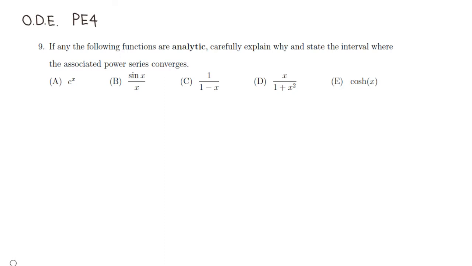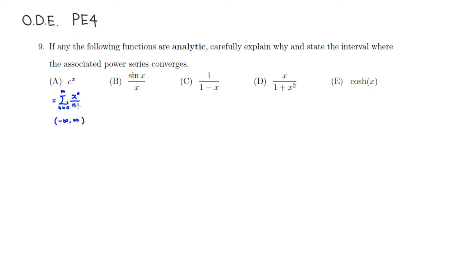All right, so here, the exponential function. We know that the power series, or Maclaurin series, is the summation, n goes from 0 to infinity, of x to the n over n factorial. And this actually converges for all real numbers. So this is analytic at x equals 0, and the interval of convergence is all real numbers.